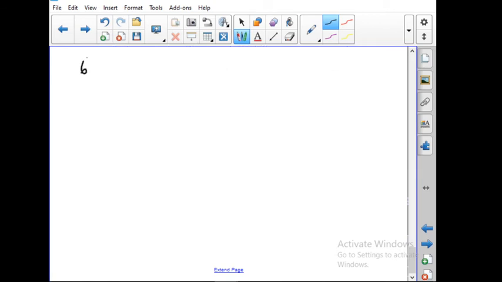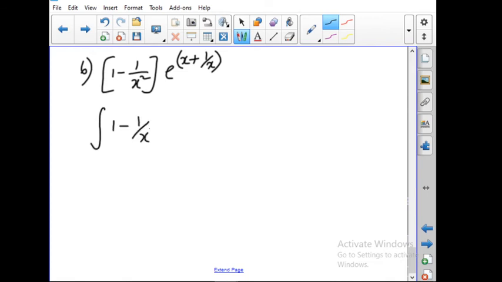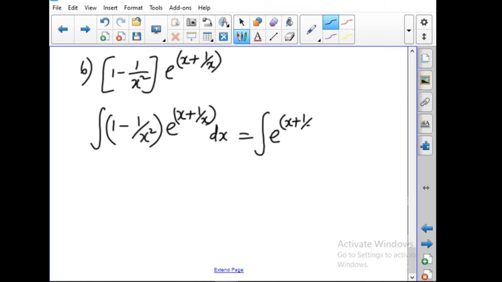Problem number 6. (1 − 1/x²) e^(x + 1/x). Okay. Now how to integrate this? This can be integrated as: the integral of (1 − 1/x²) e^(x + 1/x) dx is equal to, we can write this as the integral of e^(x + 1/x).